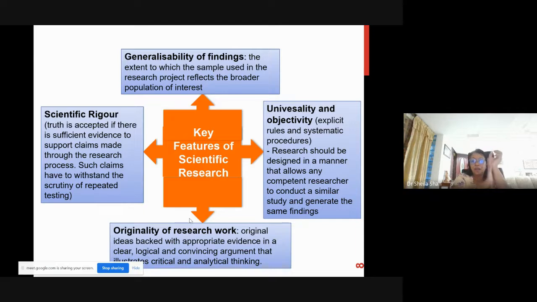Another one, research is very objective. It's universal. Research should be designed in a manner that allows any competent researcher to conduct a similar study and generate the same finding. The third one, it must be original work.